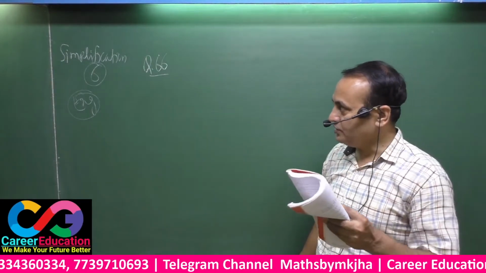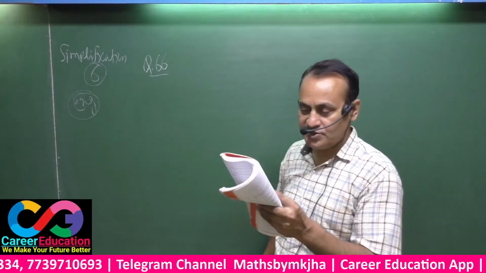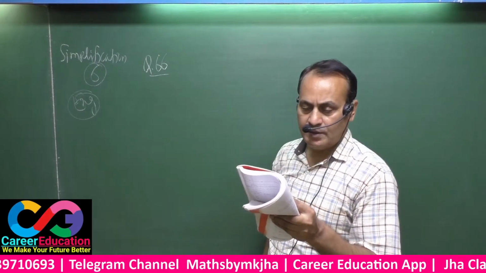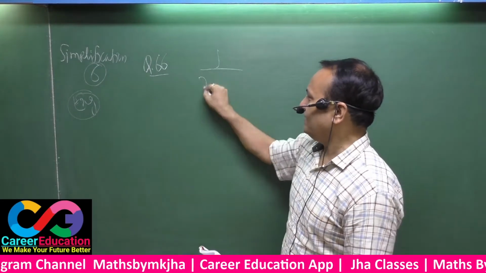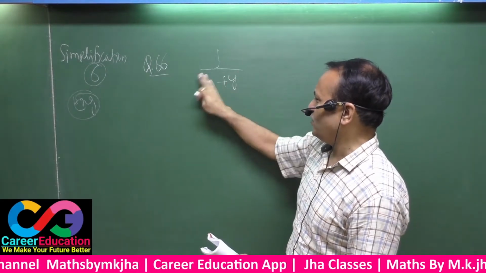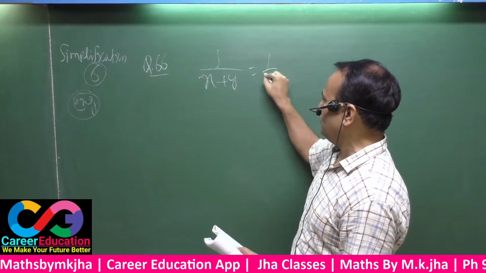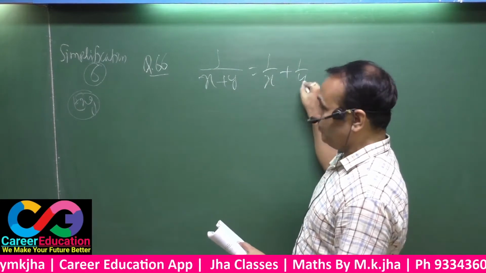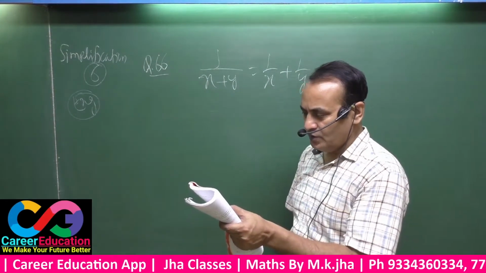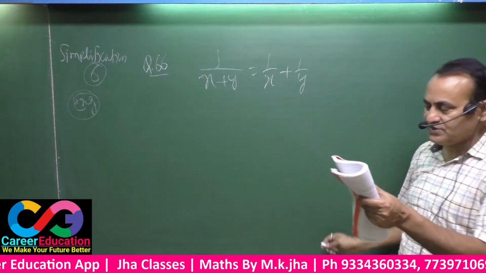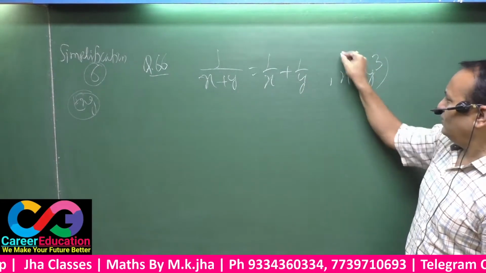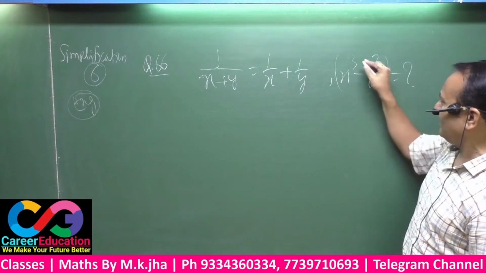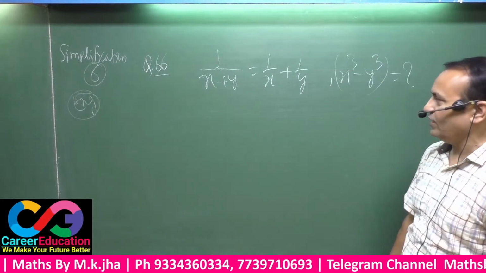Let us start simplification class 6, question 66. Question 66 is 1 by (x plus y) equals to 1 by x plus 1 by y. You have to find out the value of x cube minus y cube.